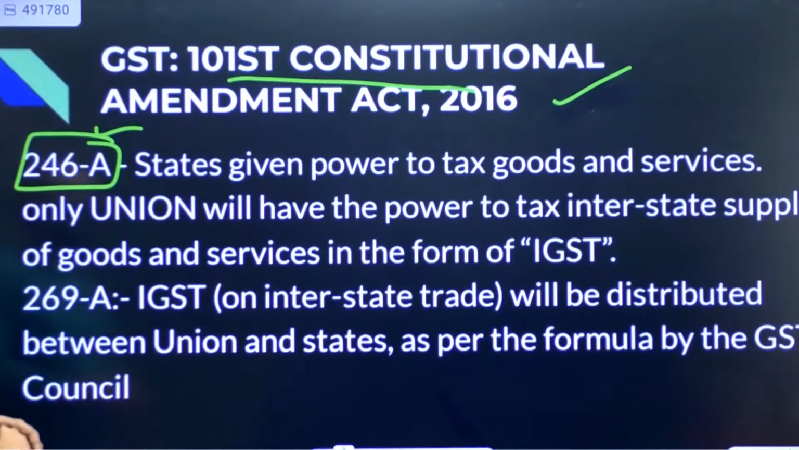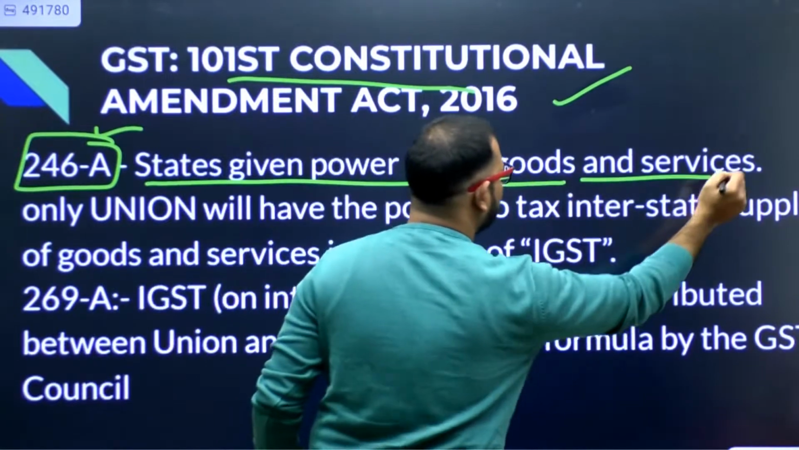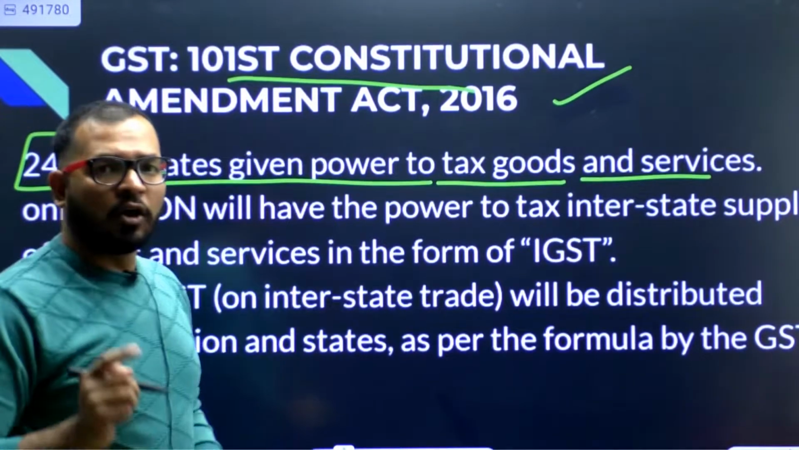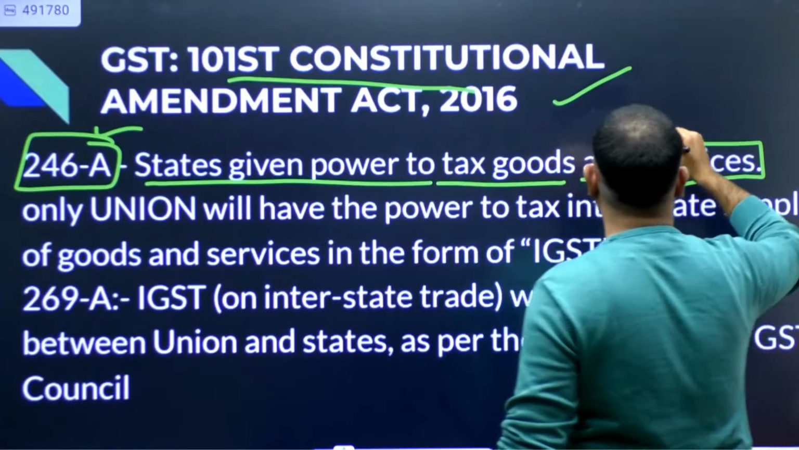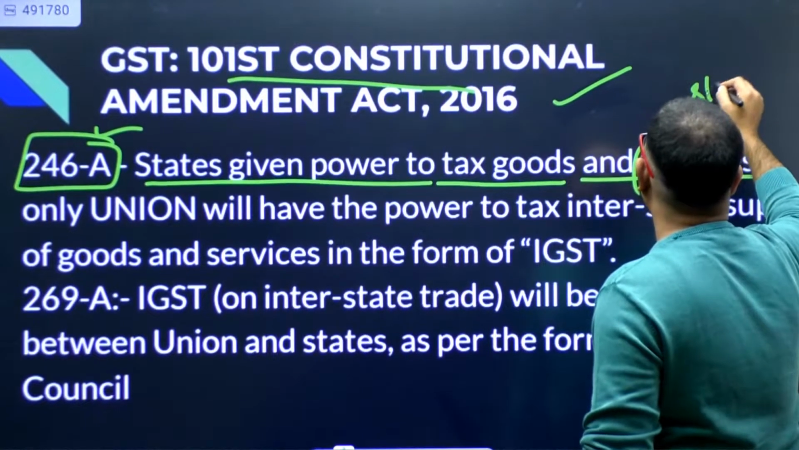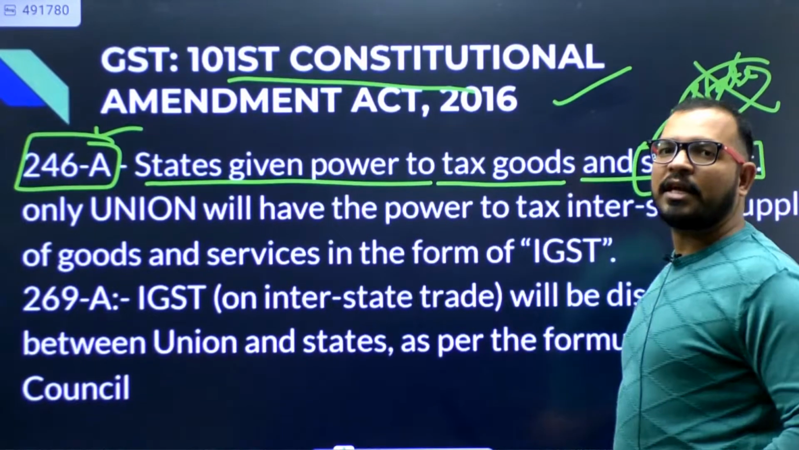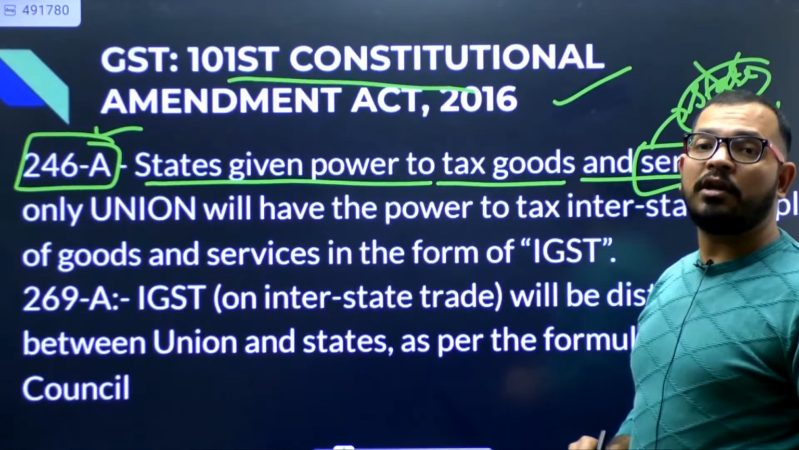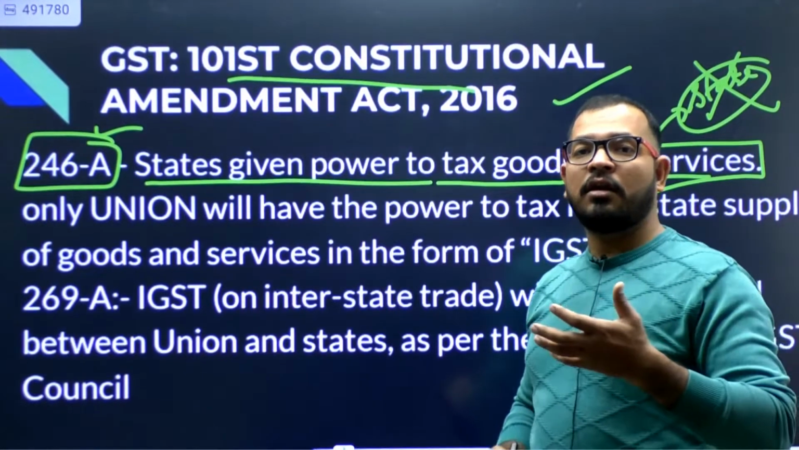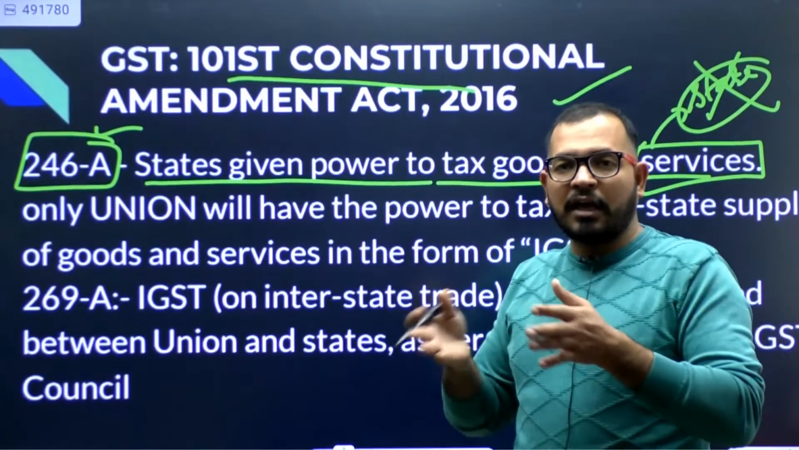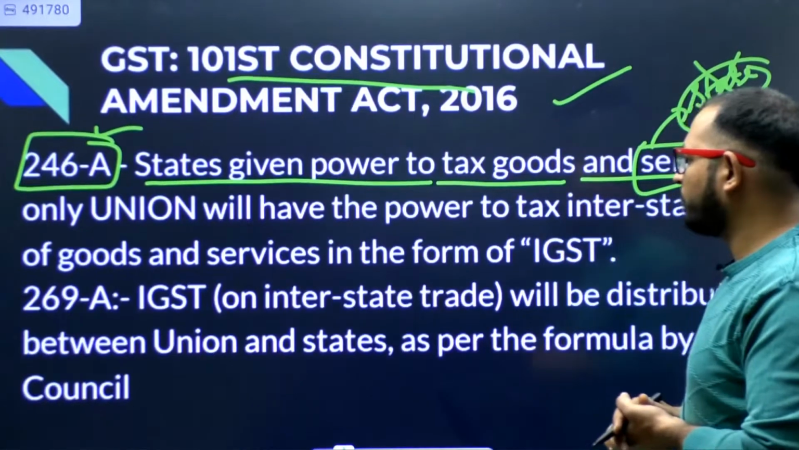Article 246A: a state has been given the power to tax goods and services. Now, if you know, services were not with the state. Service tax was not with the state, service tax was with the center only. You had to pay service tax to the center, not to the state. But here in the GST, everyone, state as well as center, is getting the fruit of the GST.